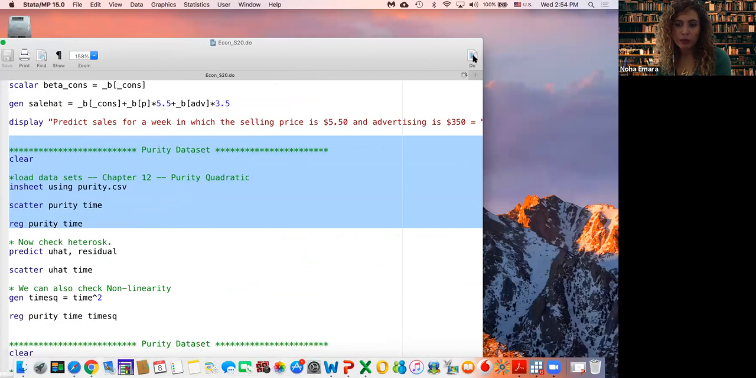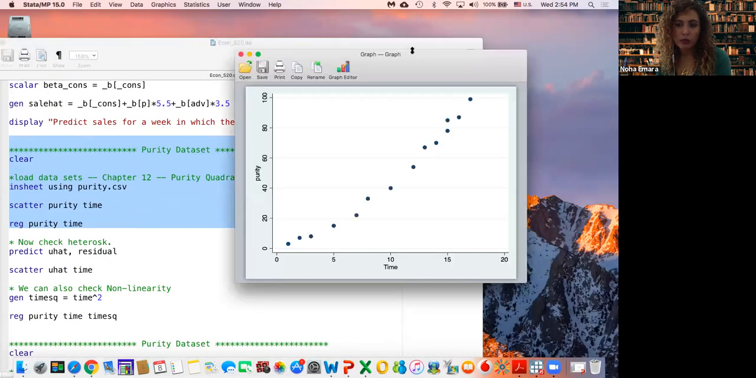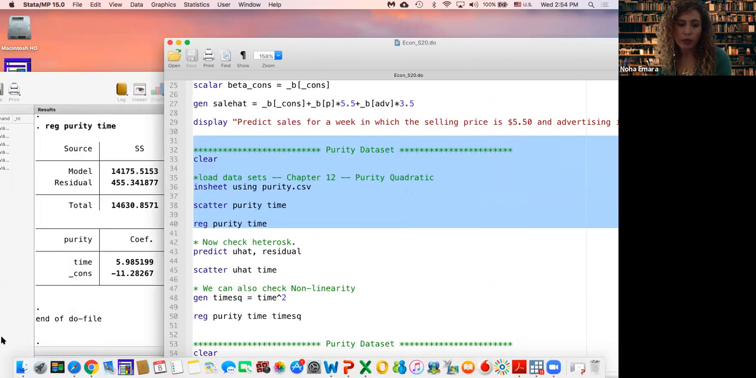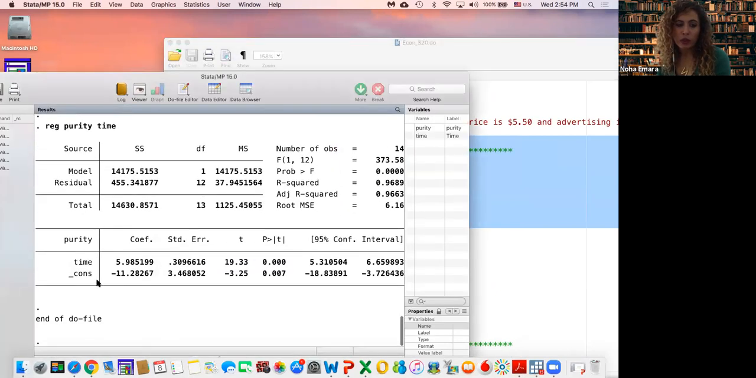As you can see, this is the replication of the graph that you have on the slide. It's going up, right? And what else? The regression, we were able to replicate it exactly the same. We have the R-square and the adjusted R-square, and they are very, very close. Both are very high. So there is about a 97% explanation of the model.